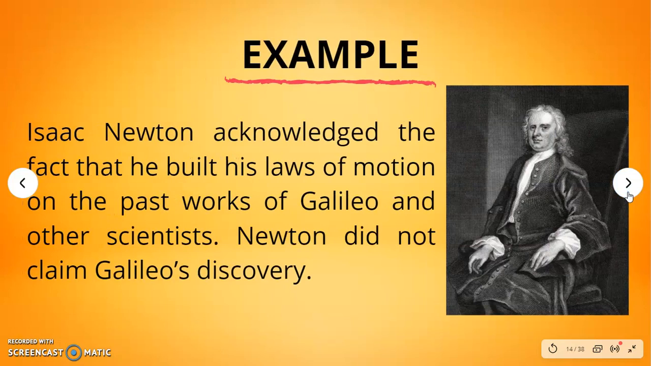And one best example for this one is Sir Isaac Newton acknowledged the fact that he built his laws of motion, the law of inertia, the law of acceleration, the law of interaction, on the past works of Galileo and other scientists. Newton did not claim Galileo's discovery.